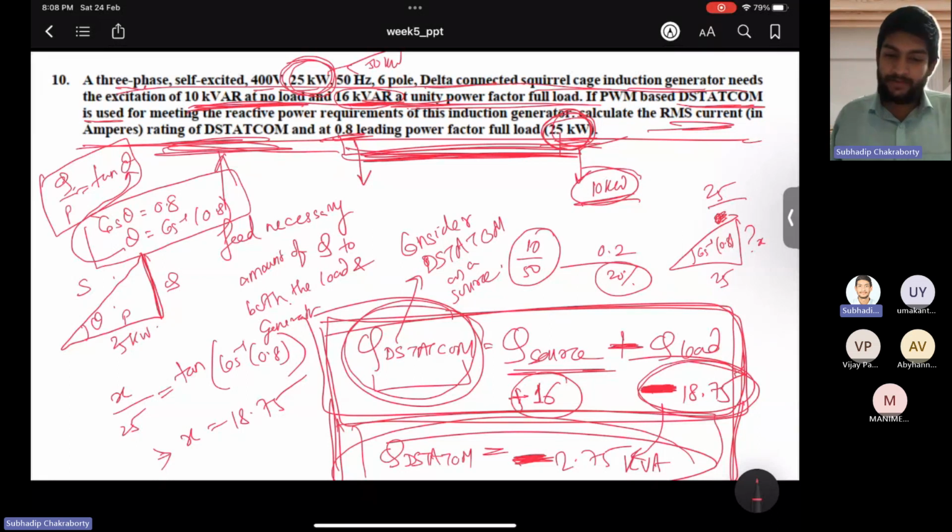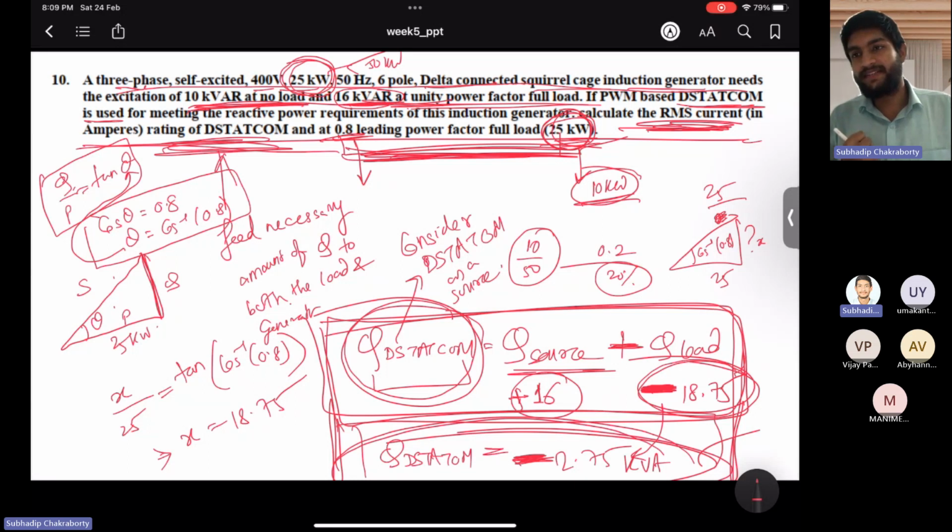So from here, can you calculate the RMS current that is asked in the problem? You have the Q. The only role of the DSTATCOM is to push Q or to take Q. In this case, it is absorbing the surplus reactive power. So this amount of reactive power has to be taken by the DSTATCOM, so its rating should be this kVA rating.